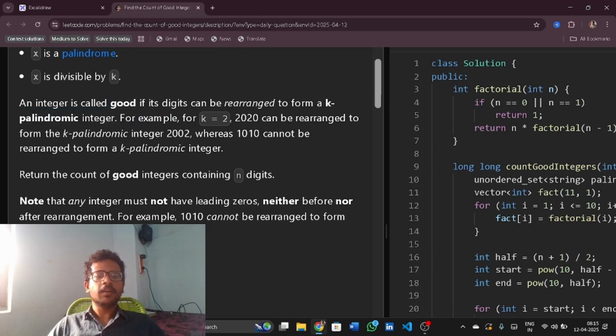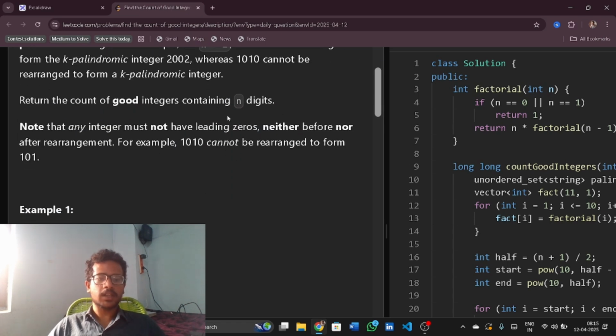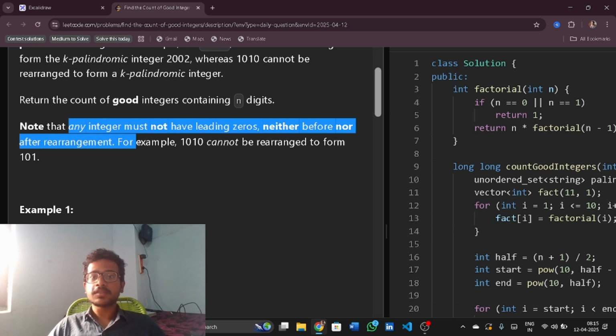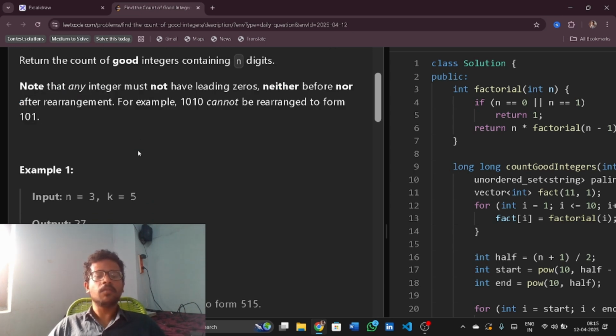For example, for k equal to 2, 2020 can be rearranged to form the k-palindromic integer 2002, whereas 1010 cannot be rearranged to form a k-palindromic integer. Return the count of good integers containing n digits. Note that any integer must not have leading zeros, neither before nor after rearrangement. For example, 1010 cannot be rearranged to form 101.